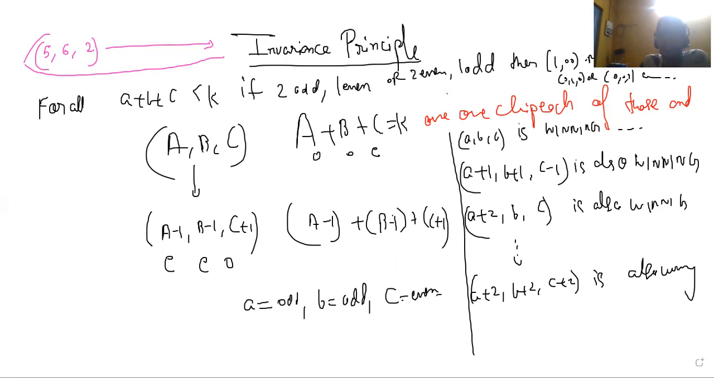Okay, but you can say in this way, but that way is same. 1 comma 1 comma 0 is winning.